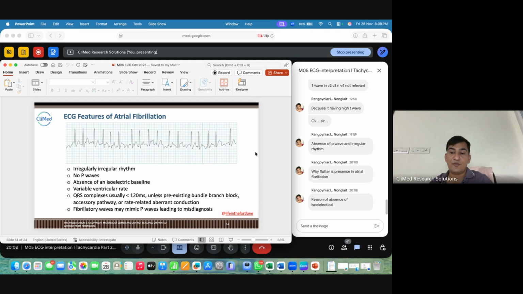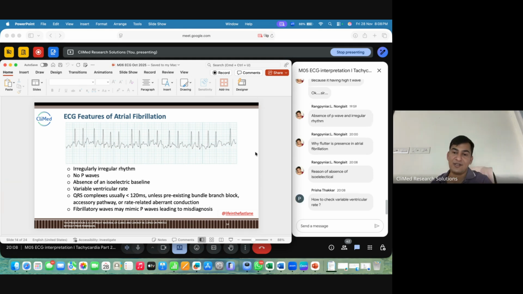The reason for the absence of an isoelectric baseline is that it is completely abnormal voltage. A line comes when there is consistent voltage. So there is no voltage consistency, and that's why there is no line. The line will come when things are consistent, but if things are not consistent, there will be no line. I mean, a line is there, but it is a zigzag line. There is no isoelectric line.